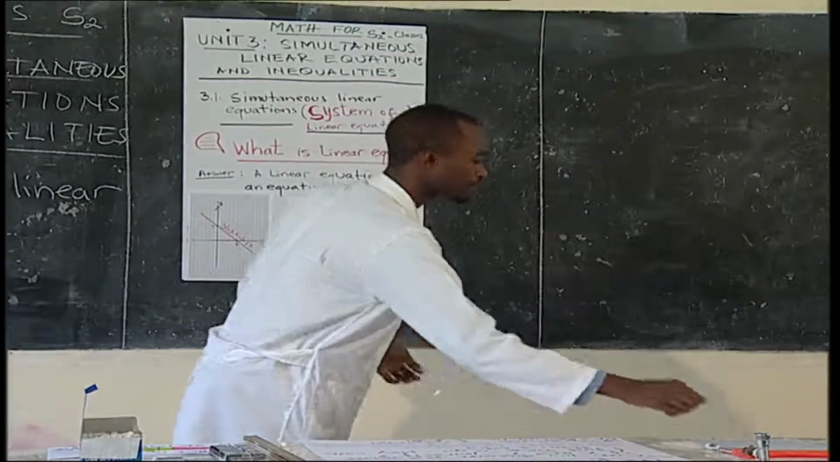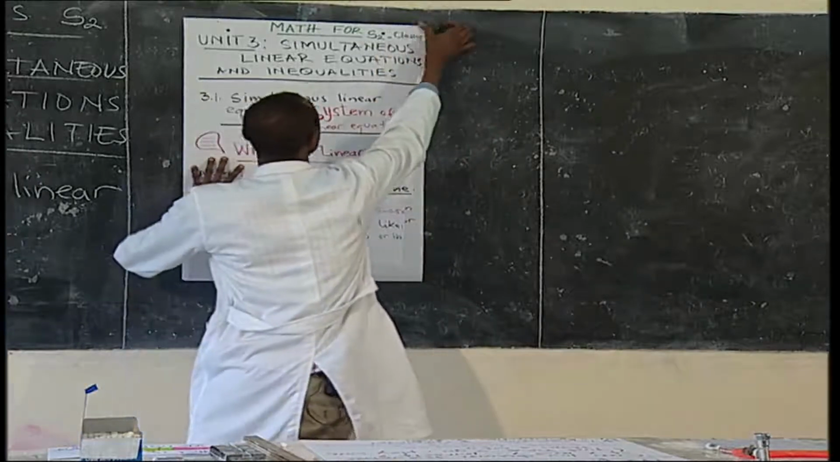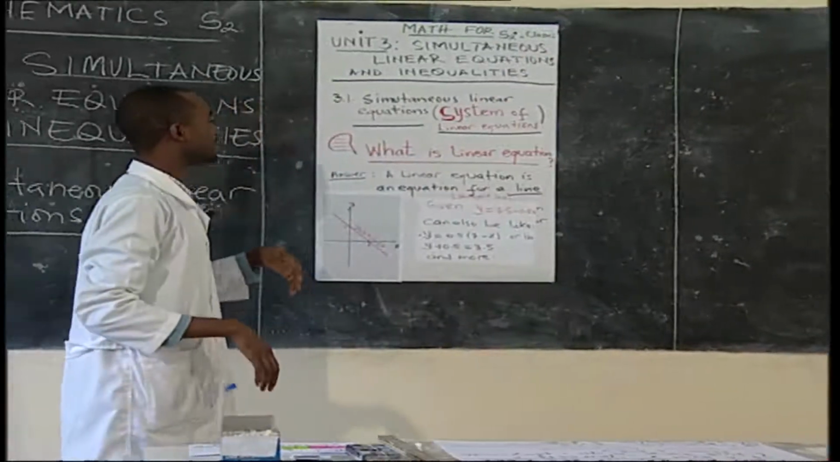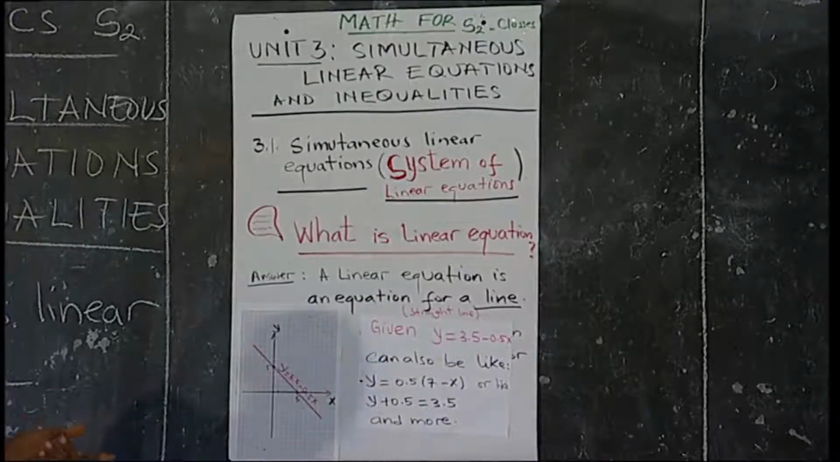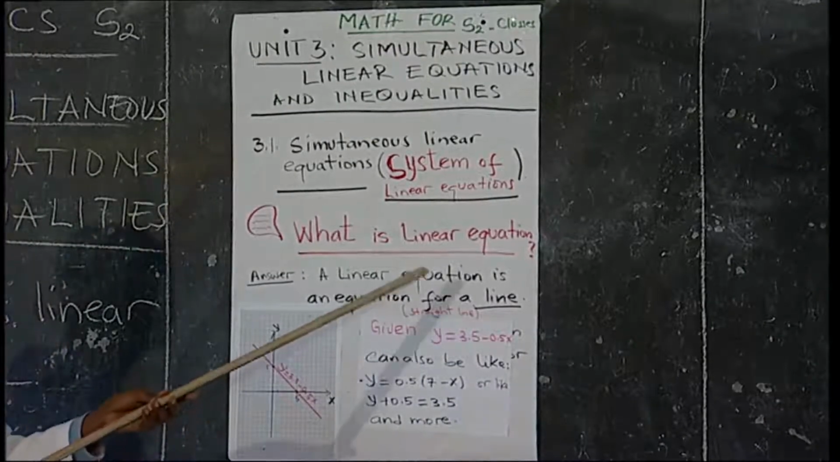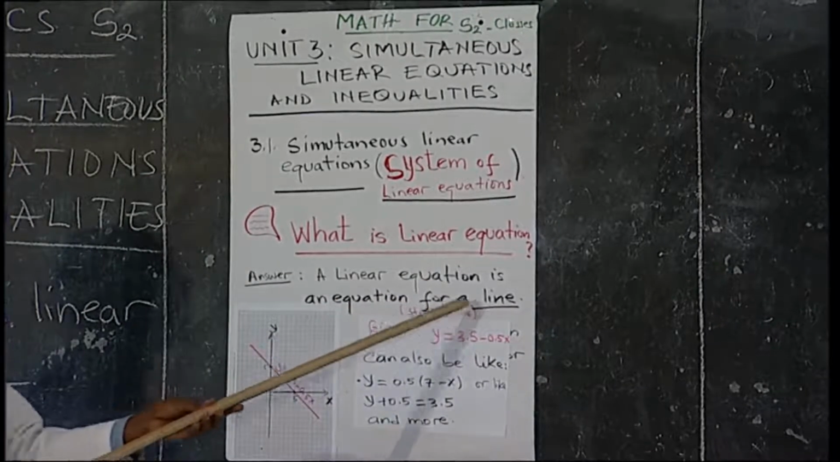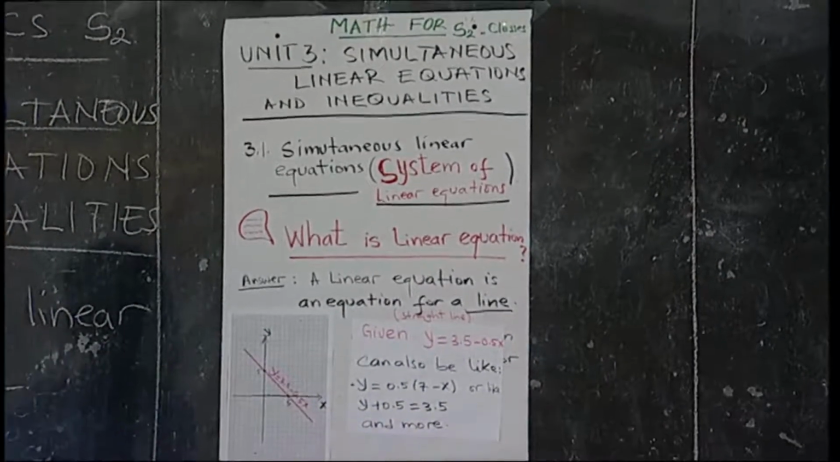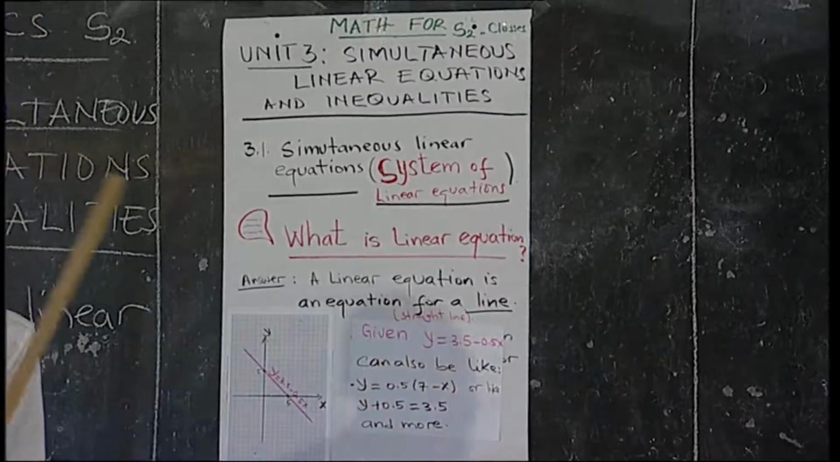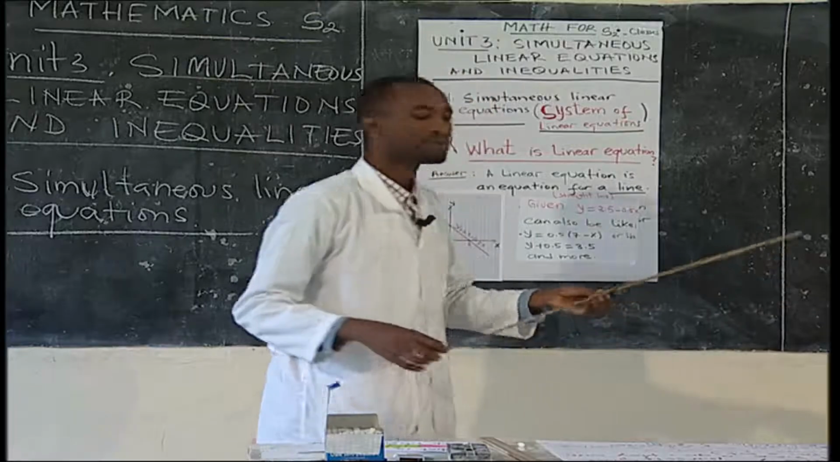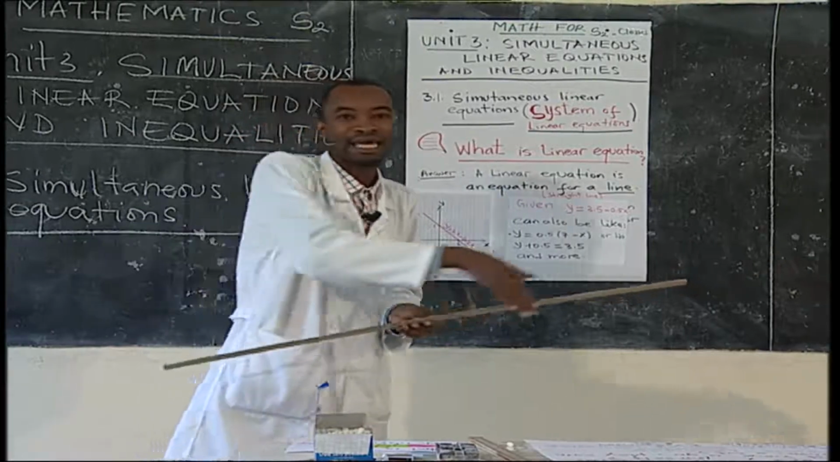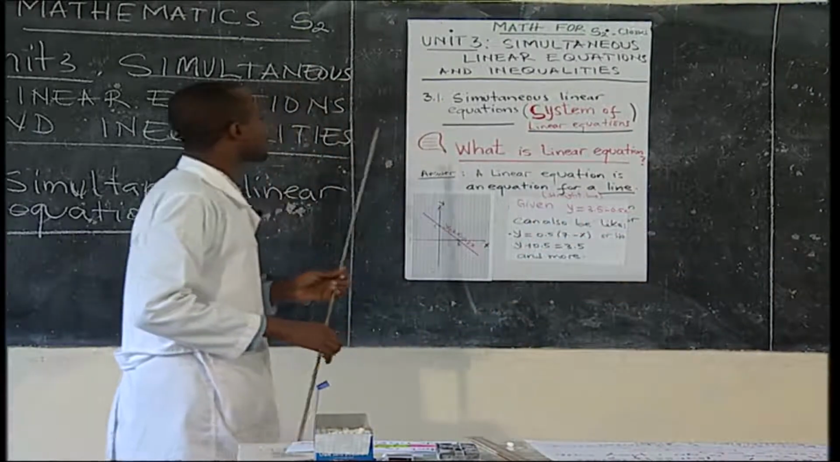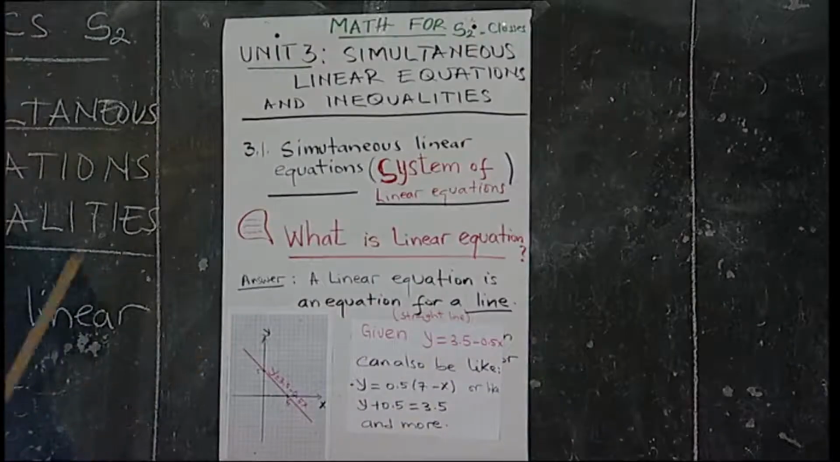With the definition that we have here, a linear equation is an equation for a line, but that line has to be a straight line. When we talk about a straight line, it's, for example, like this ruler, as it is. Now, from there, you can give yourself an example of a straight line.